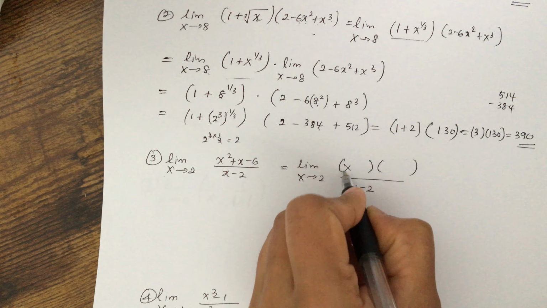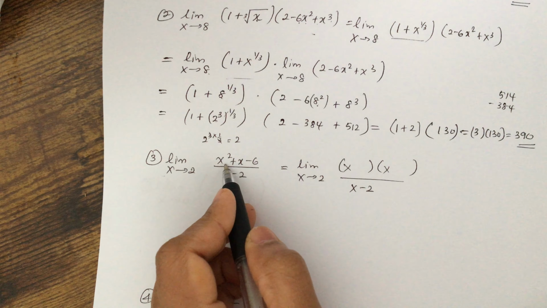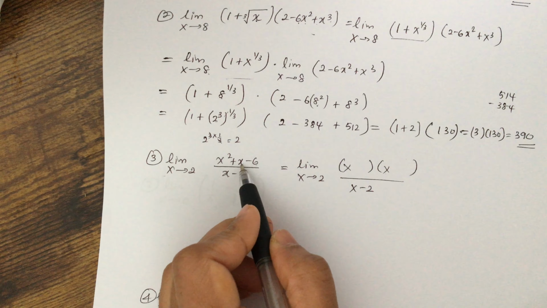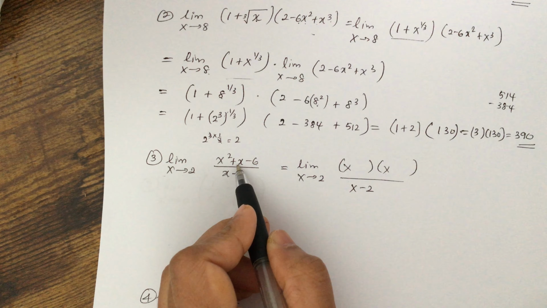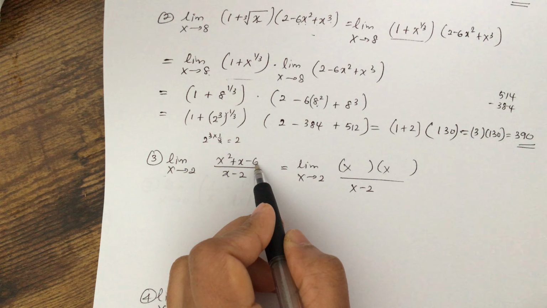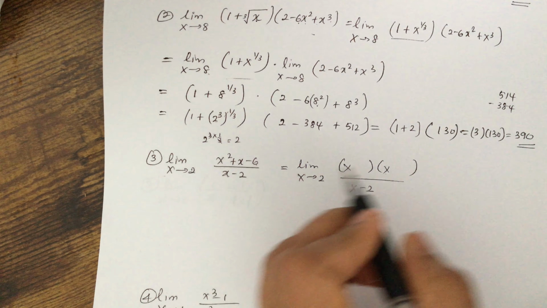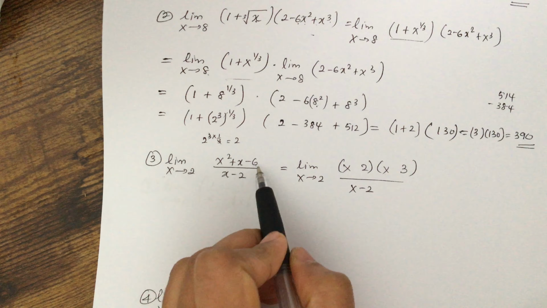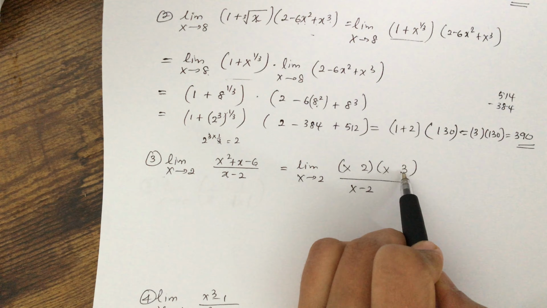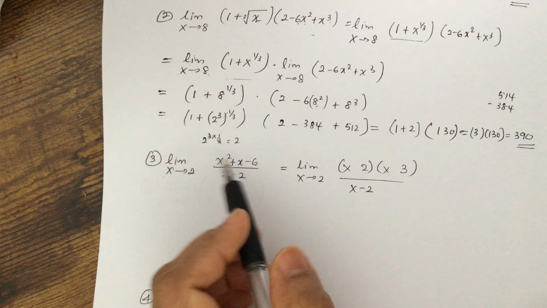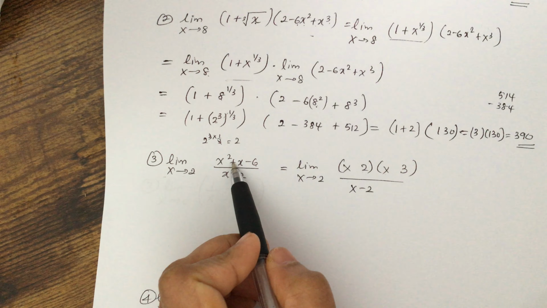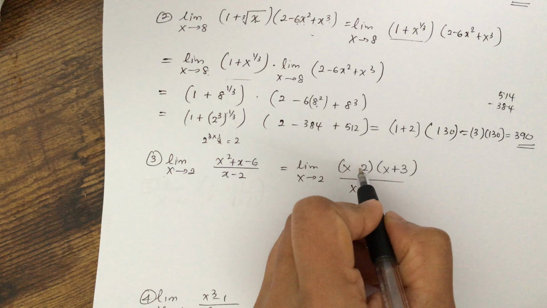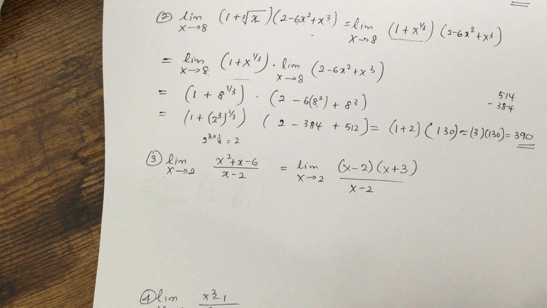So what are the factors of this quadratic function? x, and here 6, and here positive x. So 6 can be written as 2 times 3. It should be negative, so one number should be positive and the other number should be negative. Here we have positive x, so the larger number should be positive and the smaller number should be negative.